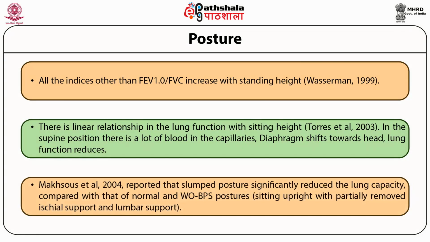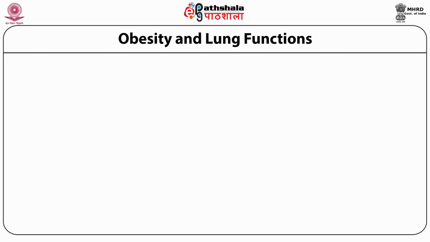Mexos et al. in 2004 reported that the slumped posture significantly reduced the lung capacity compared with that of the normal sitting upright posture with partially removed ischial support and the lumbar support. Now let's have a look at the influence of obesity on our lung functions.